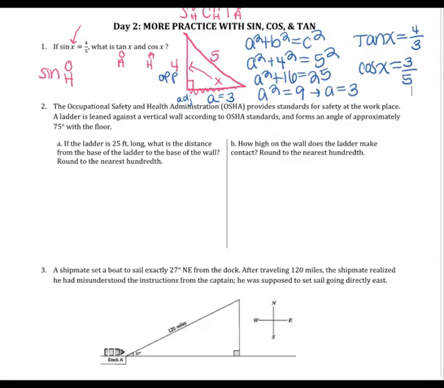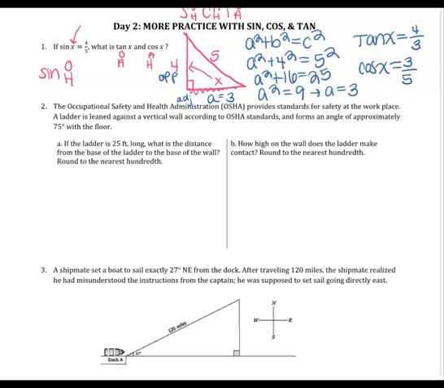All right, question 2, a little bit more of a word problem. The Occupational Safety and Health Administration, OSHA, provides standards for safety at the workplace. A ladder is leaned against a vertical wall according to OSHA standards and forms an angle of approximately 75 degrees with the floor. If the ladder is 25 feet long, what is the distance from the base of the ladder to the base of the wall and round to the nearest hundredth?